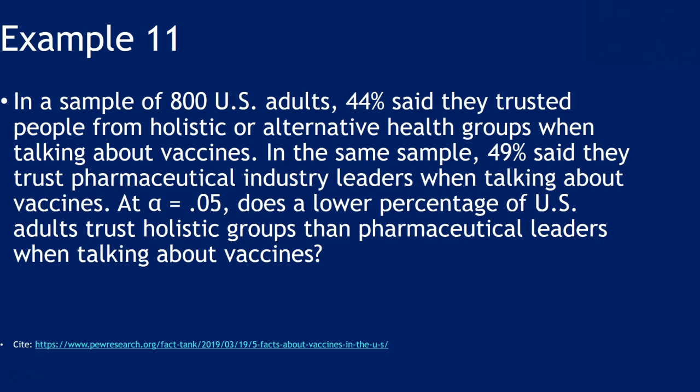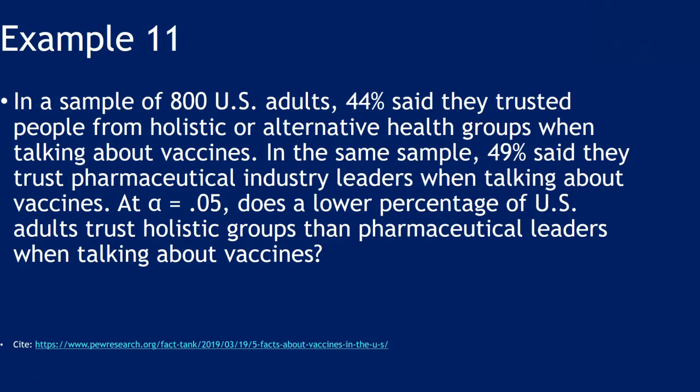All right, hopefully you went through that. We're talking about a sample of 800 US adults. 44% said they trusted the people from holistic groups when talking about vaccines. In the same sample, 49% said they trust the pharmaceutical industry leaders when talking about vaccines. Does a lower percentage of US adults trust holistic groups than pharmaceutical leaders?